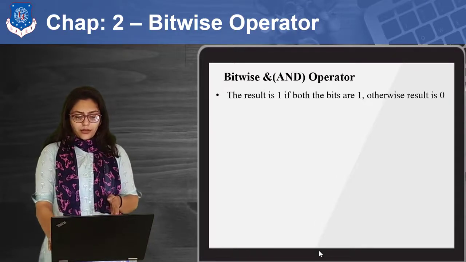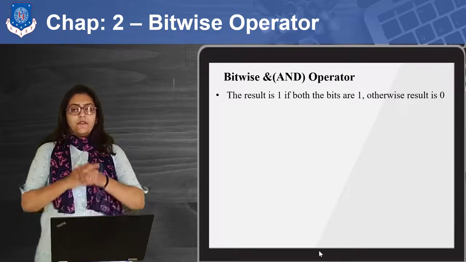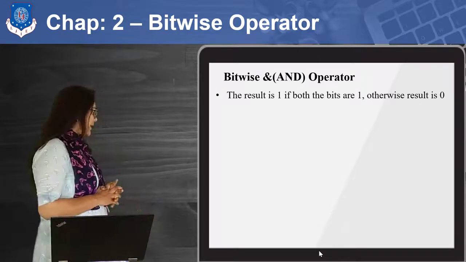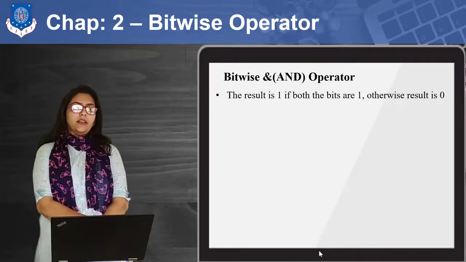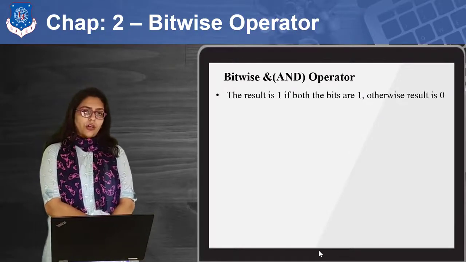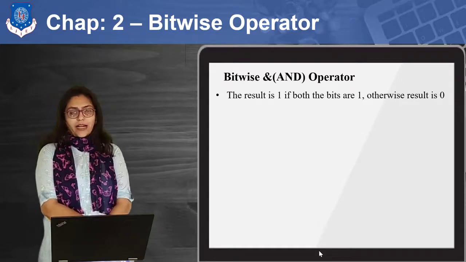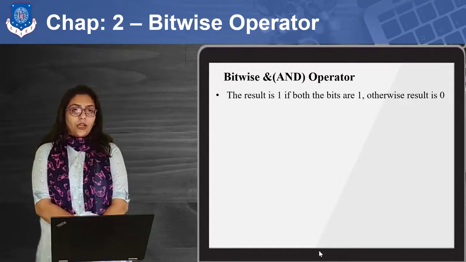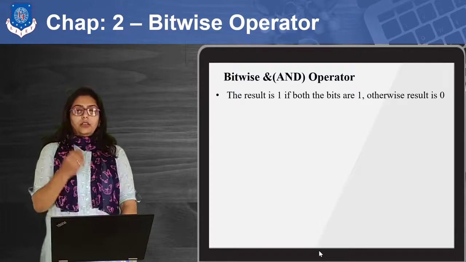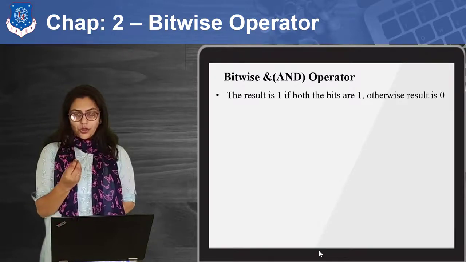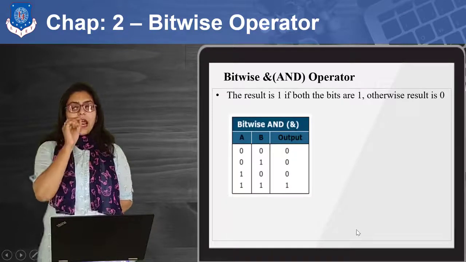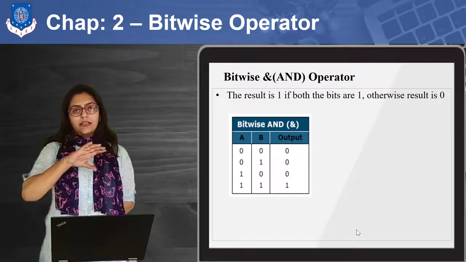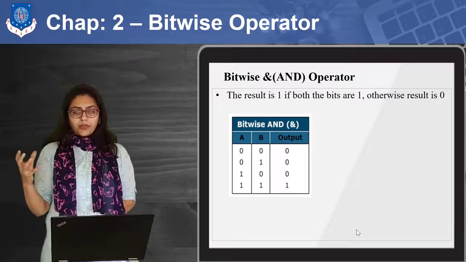Now, first is the bitwise AND operator. So what exactly is the function of the AND operator? When we were seeing the AND operator in the logical operators, at that time I told you that the AND operator will return value 1 only when the other two bits are 1. So only if all bits are 1 will AND give 1. It is like a series of bulbs, right?